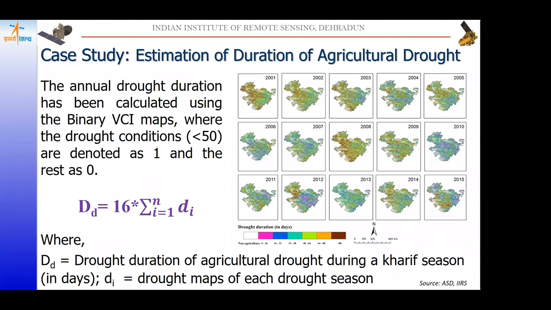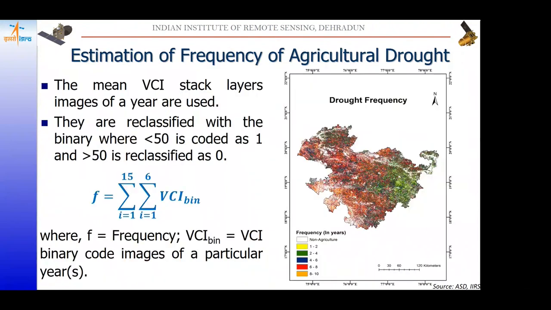So such kind of findings or interpretations we can frame using this particular work, like the duration of agriculture drought. The more the duration, the more likely the situation of economic loss on the particular crop or area.